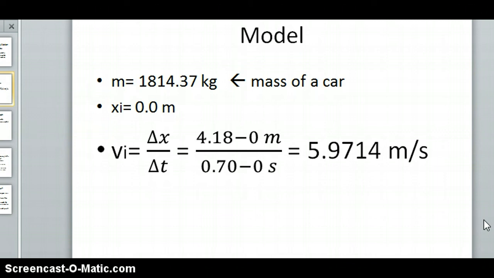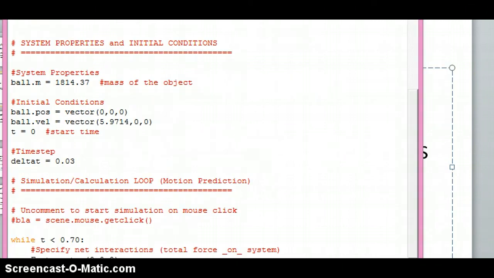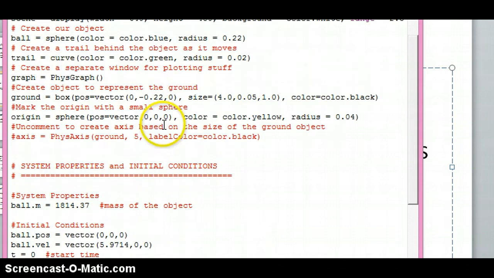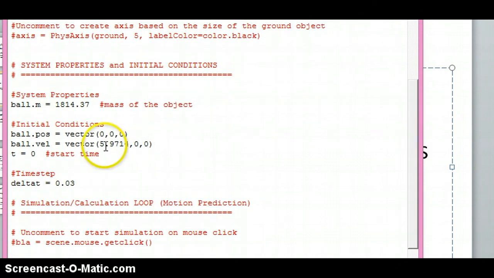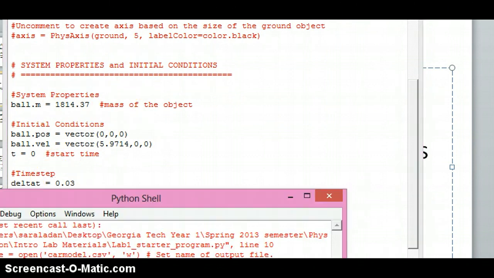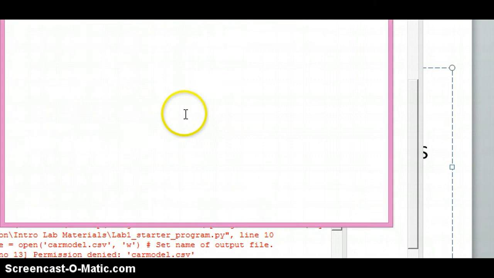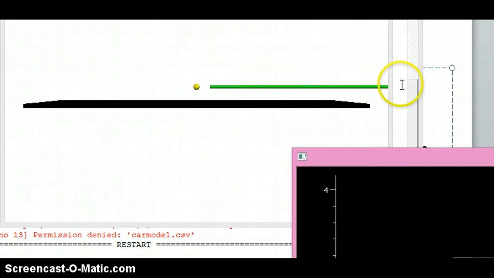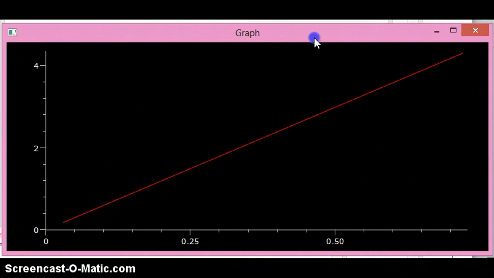So the data right here, these values are placed in the data right here. These values right there. And so then we run the program and see the ball moves in the positive x direction. And this graph is for the motion of the car.